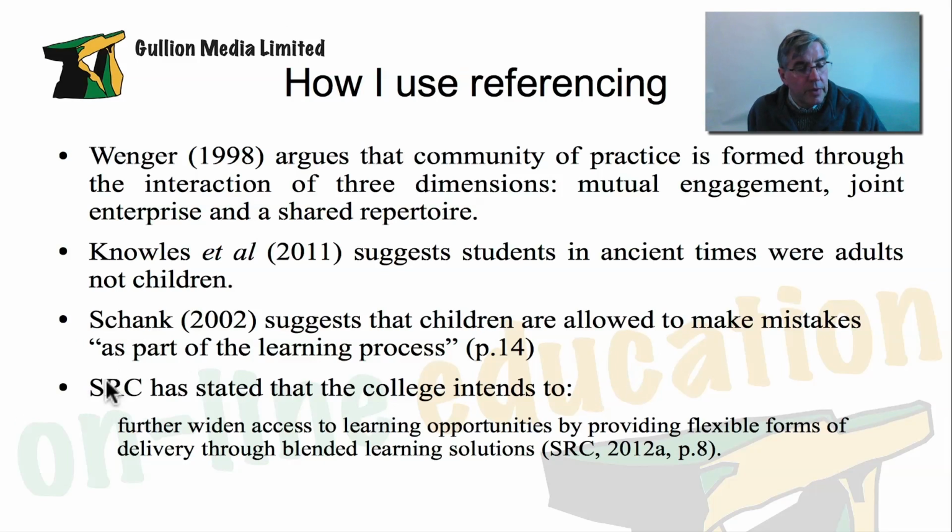If the quote is going to be longer, as it is with this next one, and it's a direct quote, then quite often you'd indent it a little bit more than the main text. You'd have the colon at the end of the statement you're making. So in this case, it's SRC has stated that the college intends to, now that's my writing, and then after the colon, it is the direct quote, which is 'further widen access to learning opportunities by providing flexible forms of delivery through blended learning solutions.' And then I've put the SRC 2012A, because I've got two or three publications that I've referenced from SRC, which is the Southern Regional College, in that particular year. So in this one, it's the first one, so it's A, and then I've put the page number at the end in brackets. So that's for long form.